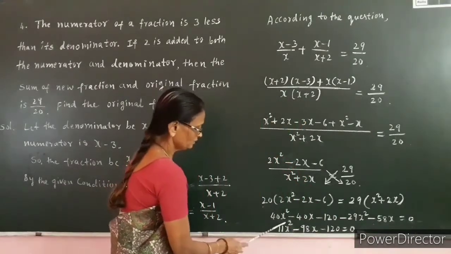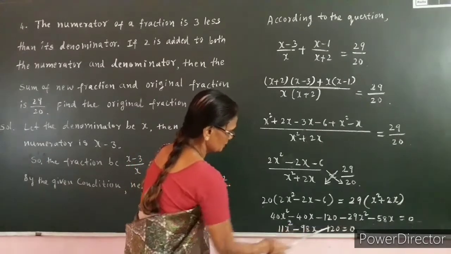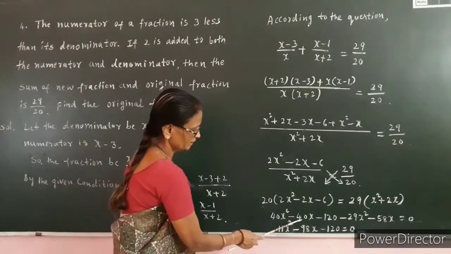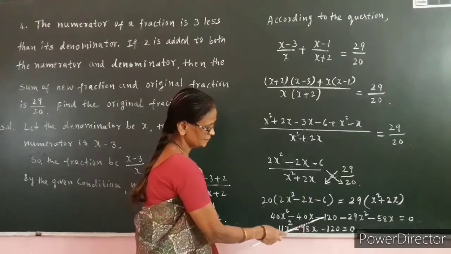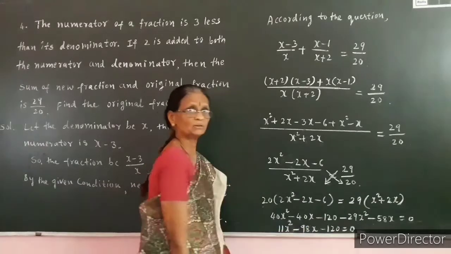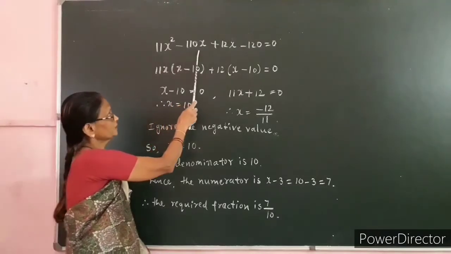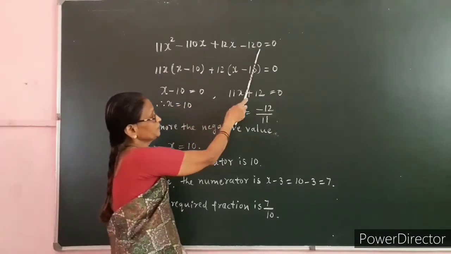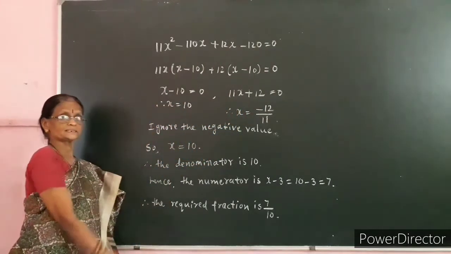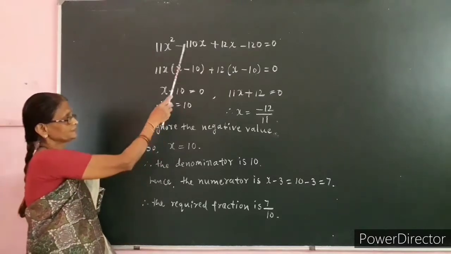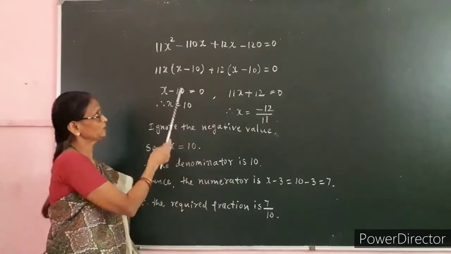Now simplify. We get 40x square minus 29x square will give 11x square. Minus 40x minus 58x add up to minus 98x, minus 120 equal to 0. Splitting the middle term, we get 11x square minus 110x plus 12x minus 120 equal to 0. Children, you can use the factorization or formula method to get the numerator and denominator. You have to apply it here.